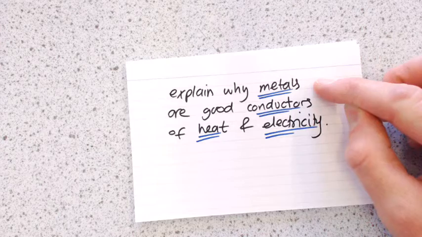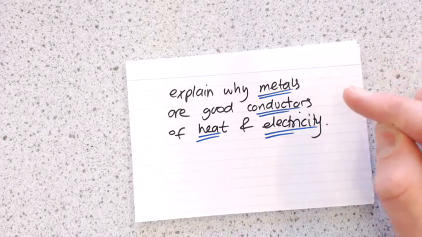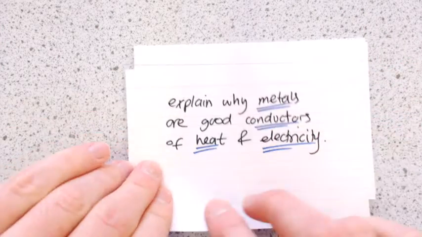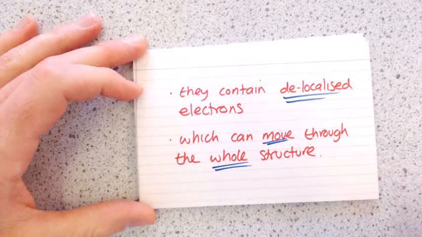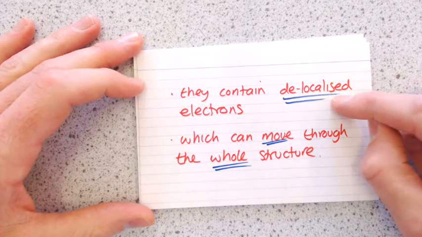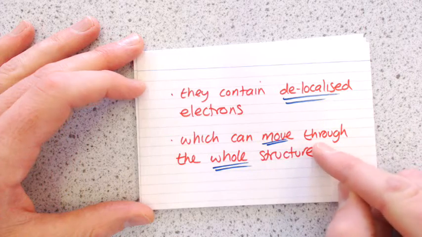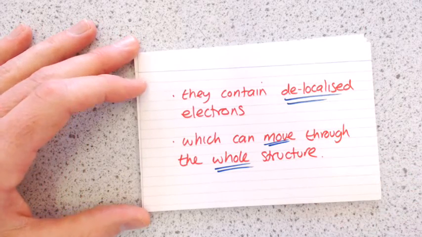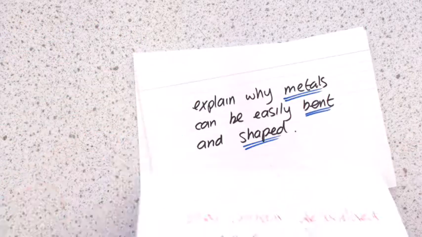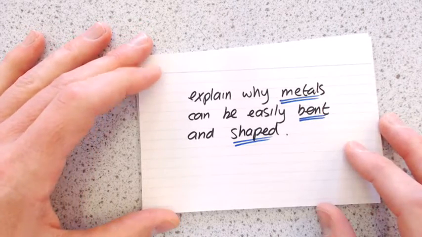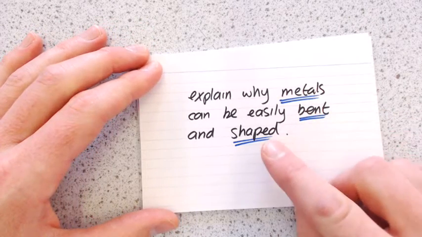Why do metals conduct heat and electricity? Metals contain a delocalized electron, and that electron can move through the whole structure. When it does that, it can carry the charge and it can carry energy with it. Why are metals easily bent and shaped?